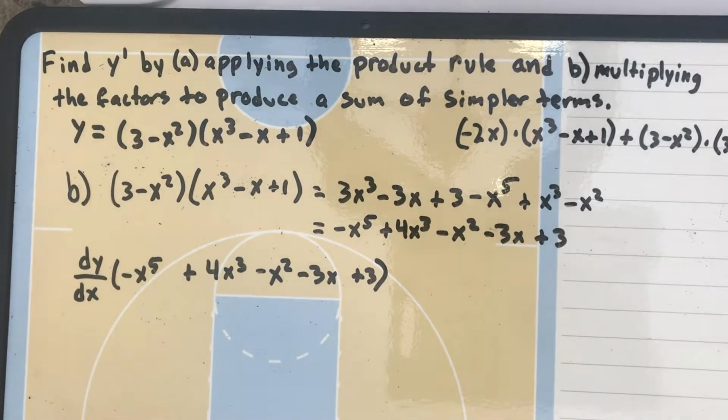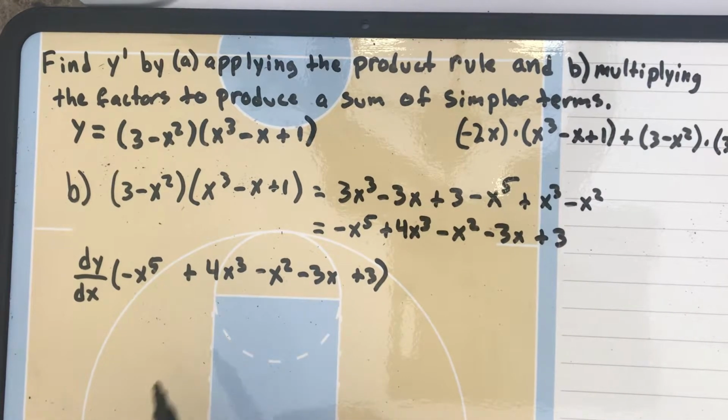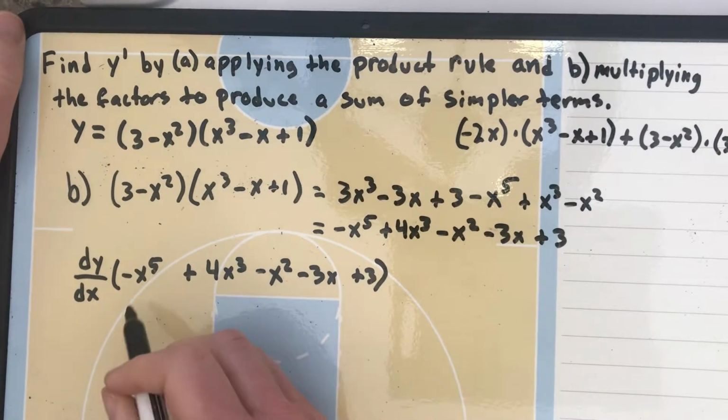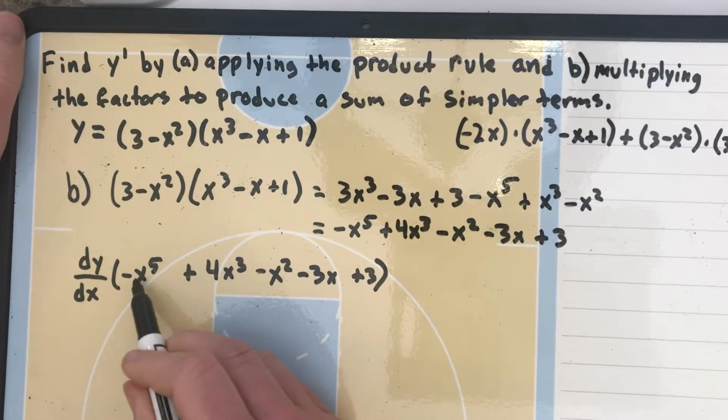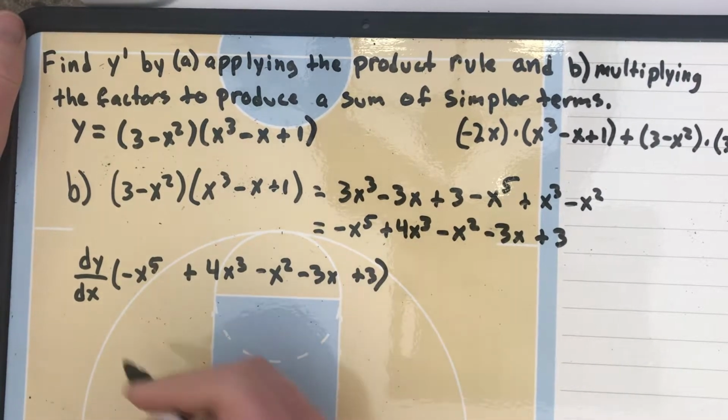So let's take the derivative of that. Now I could write this out. Remember, this is just the sum and difference rules. I could write this out like I did in the previous videos. I'm not going to do that now because eventually that becomes too much writing. So I'm just going to find the derivative of each term separately, because I know I can do that.